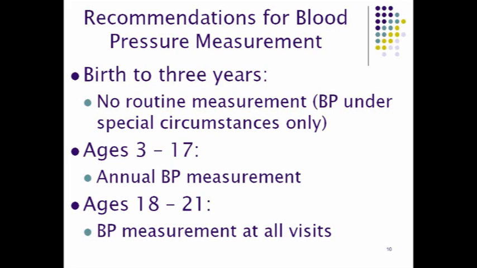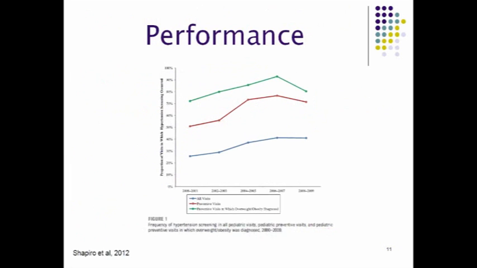We really begin routine measurement at age 3, and routine annual measurement is what's recommended. So this would be in combination with annual well-child checks, for example. And what's recommended is just taking the blood pressure once a year. And beginning at age 18 and thereafter, blood pressure measurement is recommended at all visits, as it is in adults. So how have we performed with respect to it? First of all, the information I presented to you initially may have seemed a little bit bleak.